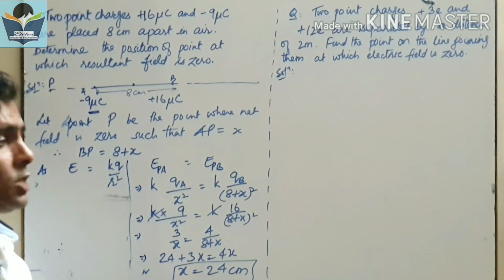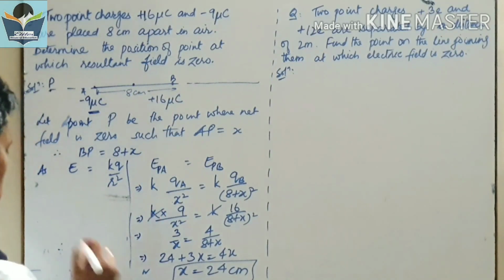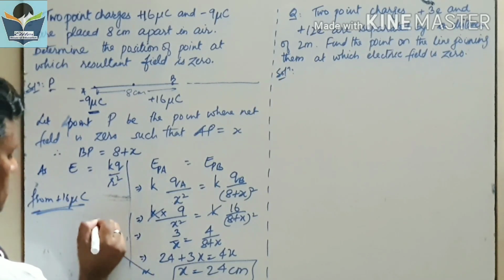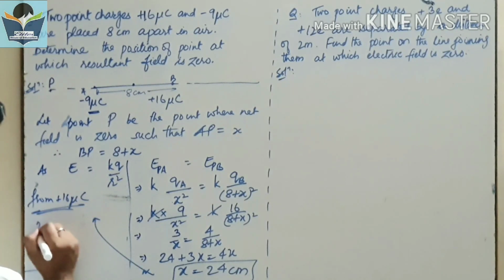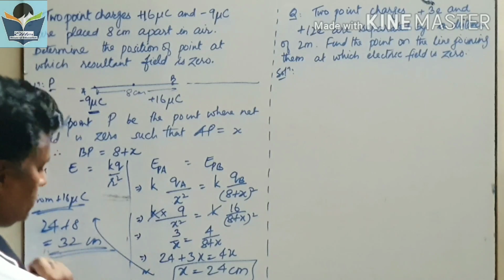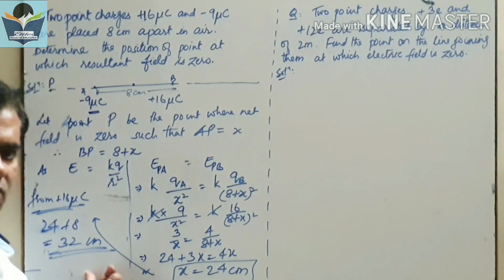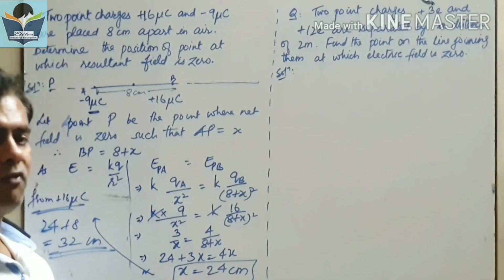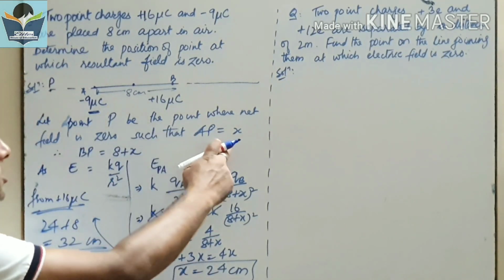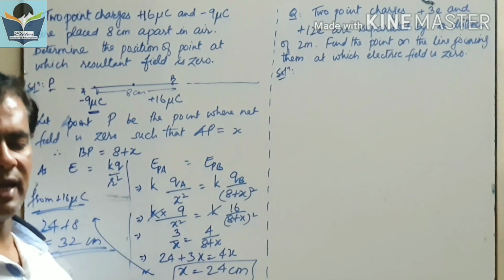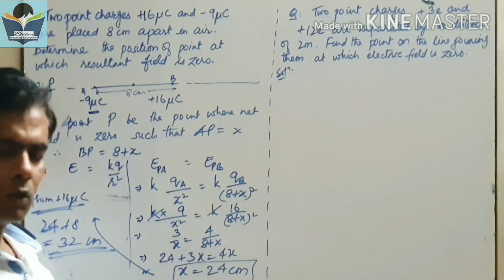Now if you are being asked the distance from the 16 microcoulomb charge, the distance will come out to be 24 plus 8, that is 32 centimeter. So you can find the answer from any charge, but you have to explain which charge this distance is from. Already we had mentioned X is the distance from the charge at A, and the charge at A was minus 9 microcoulomb. Got it?